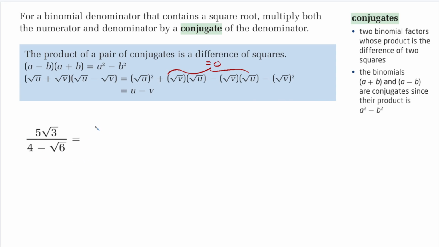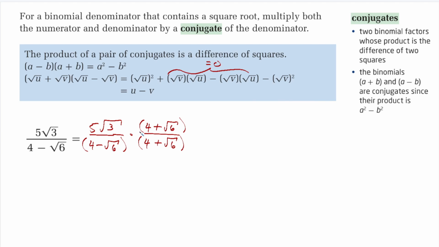So again, we take our 5 root 3 over 4 minus the square root of 6. And we're going to multiply that by 1. This time 1 is going to look like the conjugate of this, which is going to be 4 plus root 6 divided by itself, 4 plus root 6. So this is the fancy way that we're going to write 1 now. You might find it helpful. I'm just going to put brackets around these binomial type terms because it just helps keep things separate.